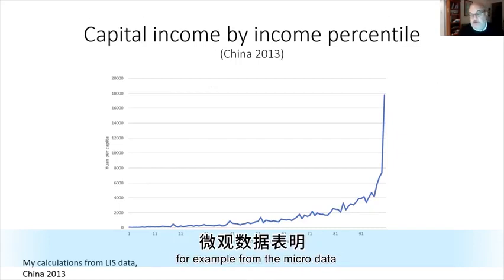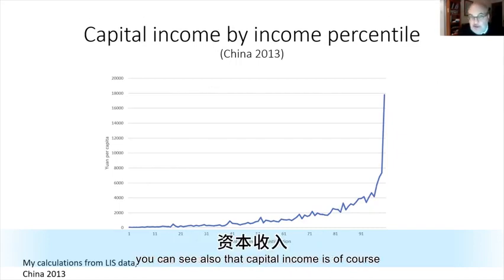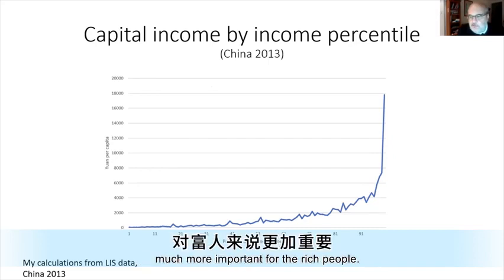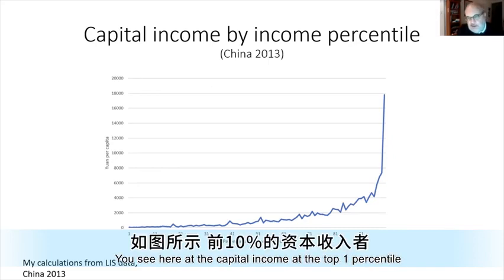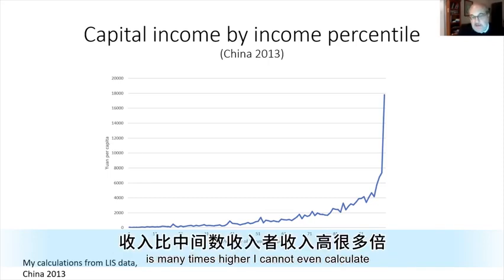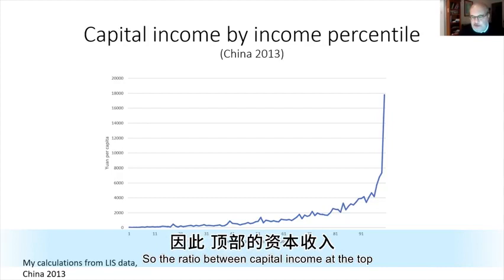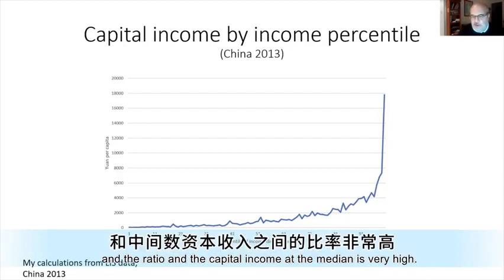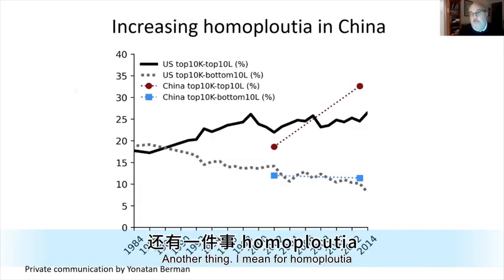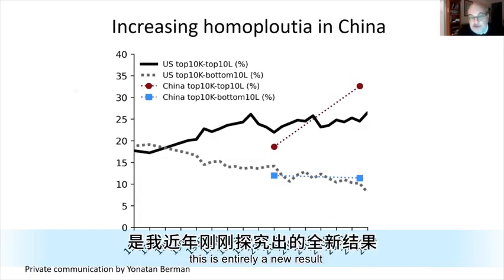As you see here, from the micro data, you can see also that capital income is, of course, much more important for the rich people. You see here that capital income at the top 1 percentile is many times higher. I cannot even calculate how many times higher than the income at the median. So the ratio between capital income at the top and capital income at the median is very high.